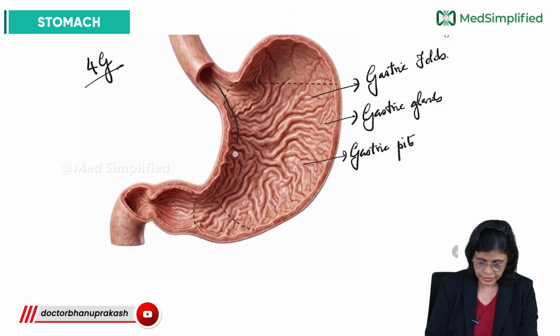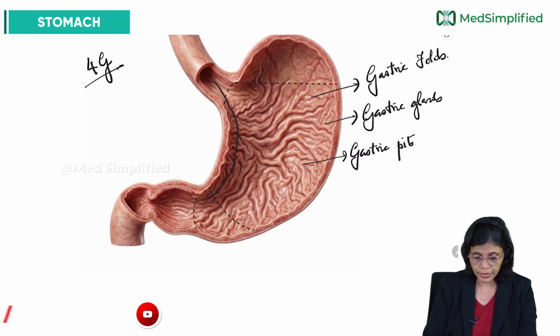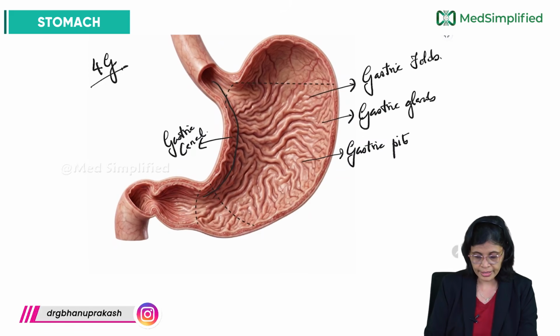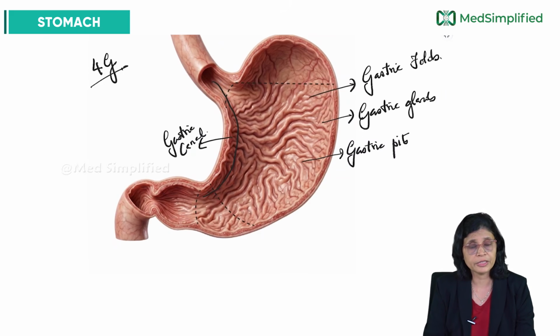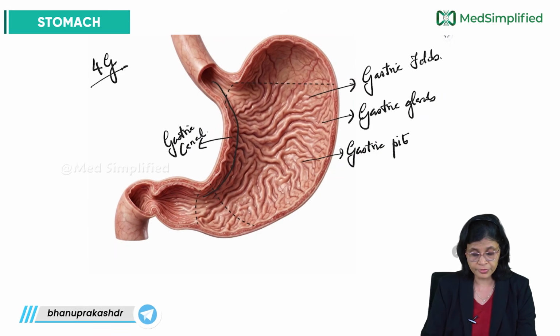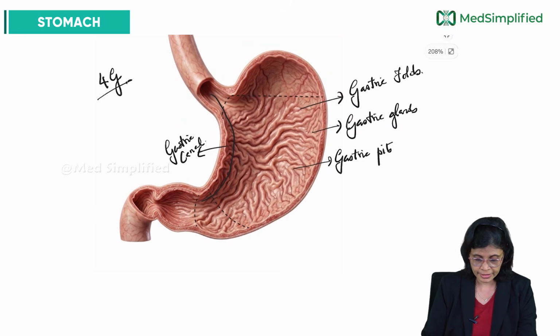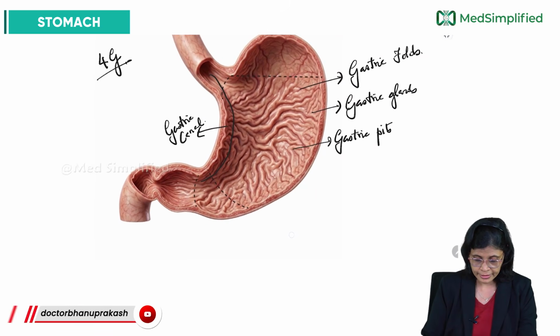And along the lesser curvature of the stomach, the folds are less. That part we call the gastric canal, also called the canal of Magenstrasse. Here the liquids flow very freely along this surface, and this gastric canal area is more prone to gastric ulcers.